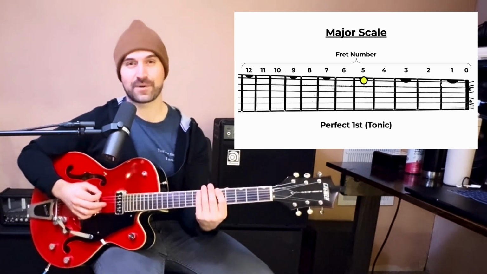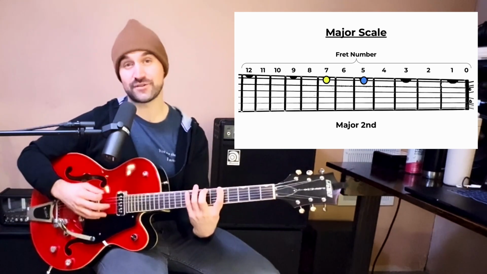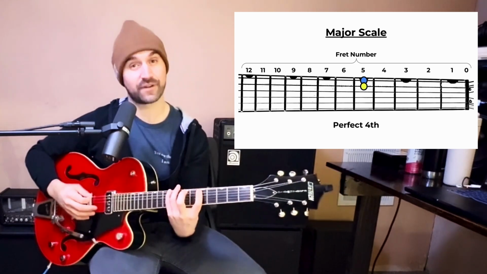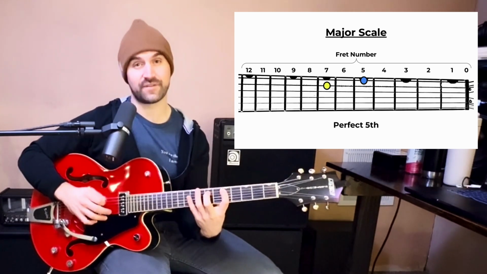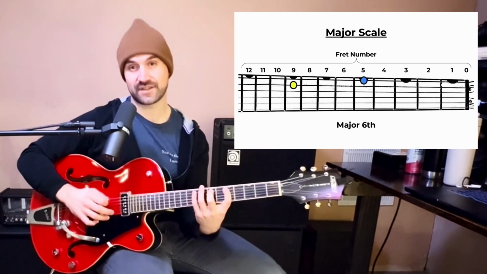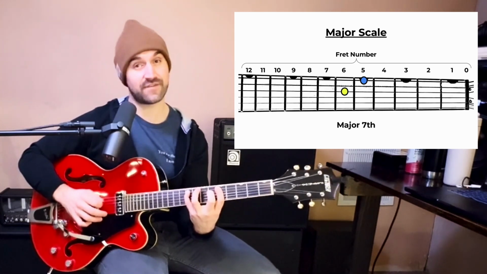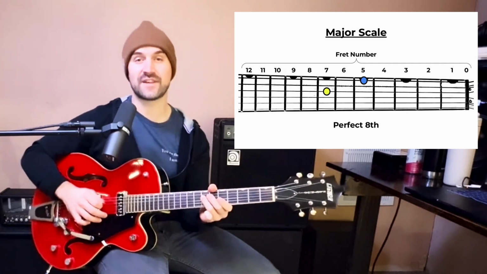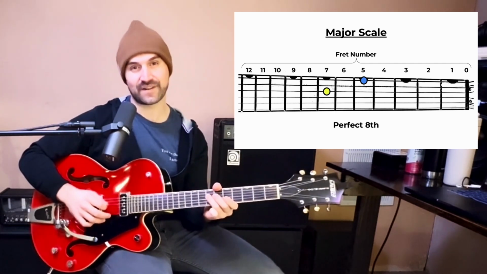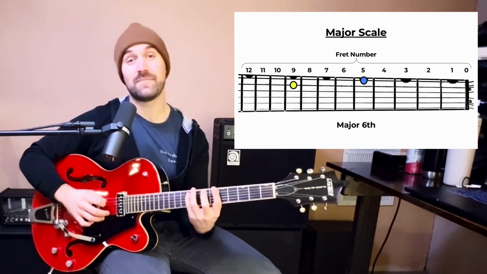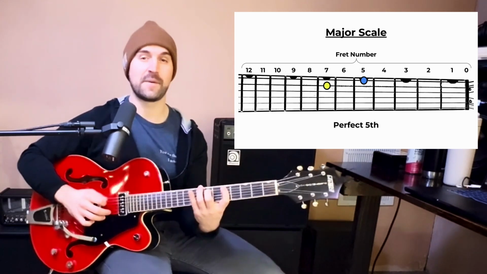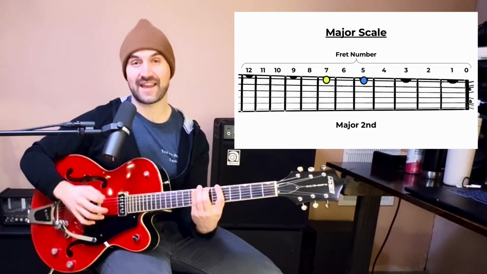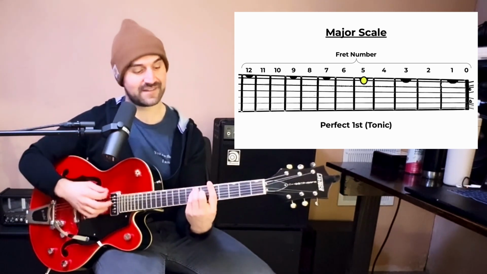So we have our perfect first, major 2nd, major 3rd, next string perfect 4th, perfect 5th, major 6th, next string major 7th, and perfect 8th. With scales, I always want to go back down, so we have perfect 8th, major 7th, major 6th, perfect 5th, perfect 4th, major 3rd, major 2nd, and our perfect 1st or our tonic.